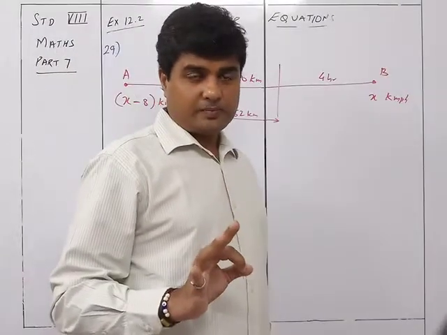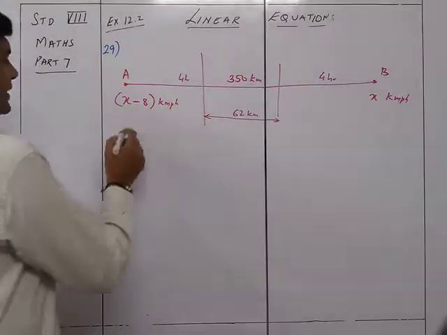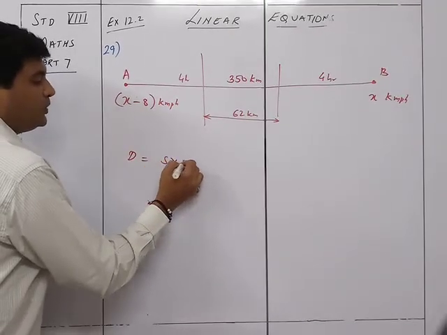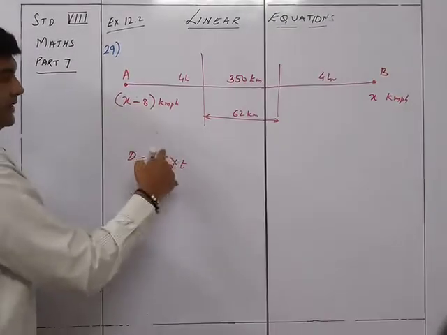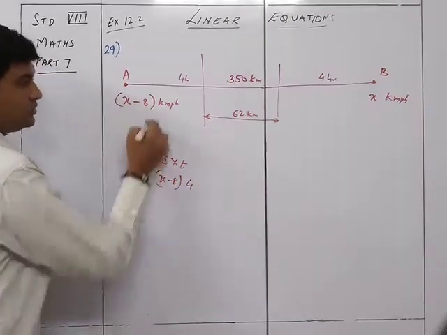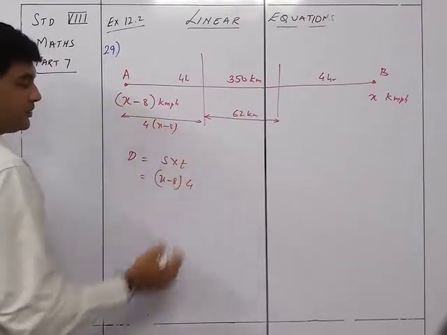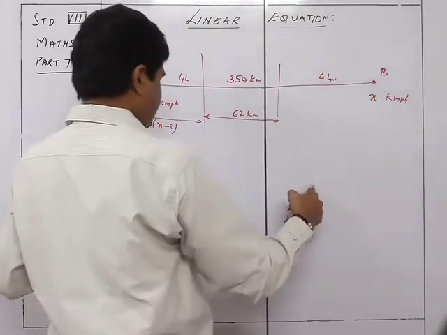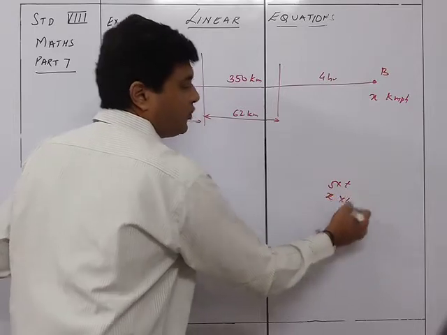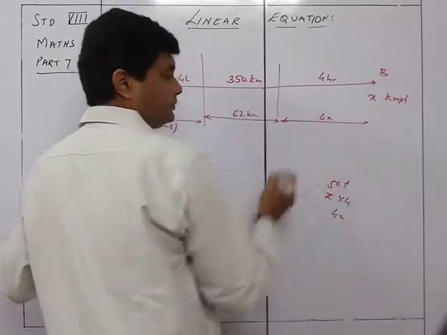62 kilometers. So that means that whatever this particular condition, we know that distance is equal to speed into time. So the speed over here is x minus 8 and the time is 4 hours. So this distance over here is 4 times x minus 8, and over here the distance is speed into time. So speed is x and the time is 4 hours, so it is 4x. So the distance over here is 4x.